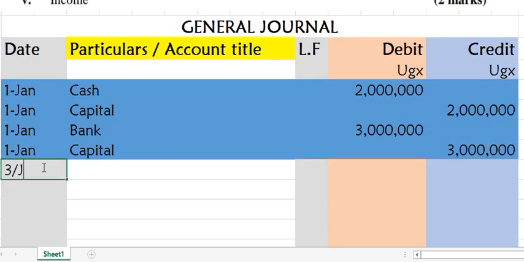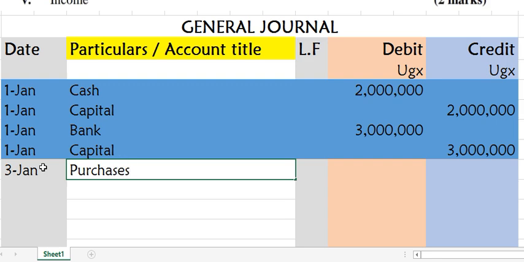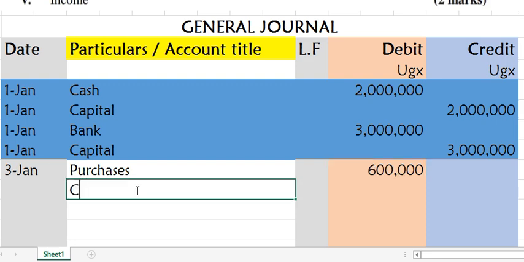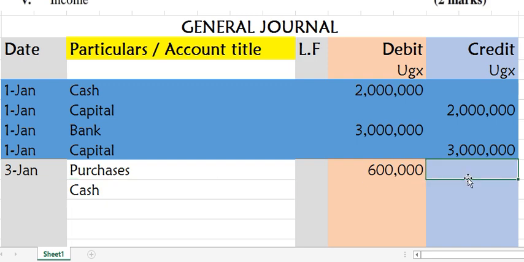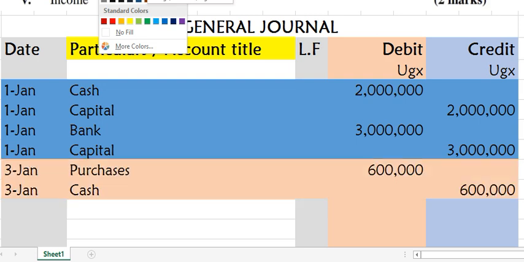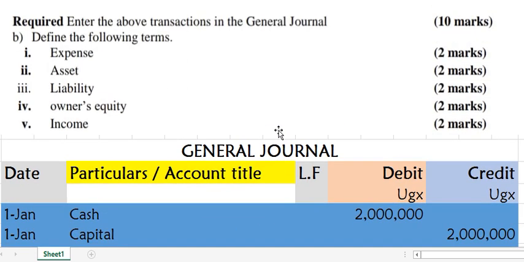So on 3rd January, purchases are to be debited. The amount is shillings 600,000. But when I purchase these goods using cash, cash is to be credited. Cash is reducing. Cash is an asset, and the credit entry reduces the asset account. So that's the transaction on 3rd.